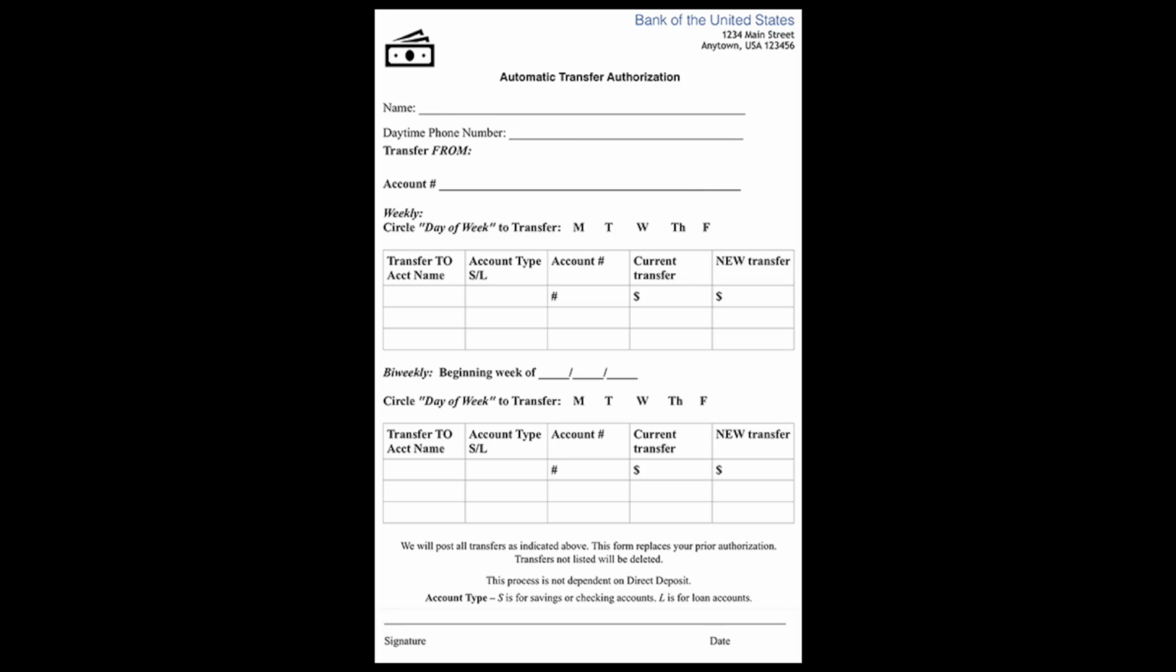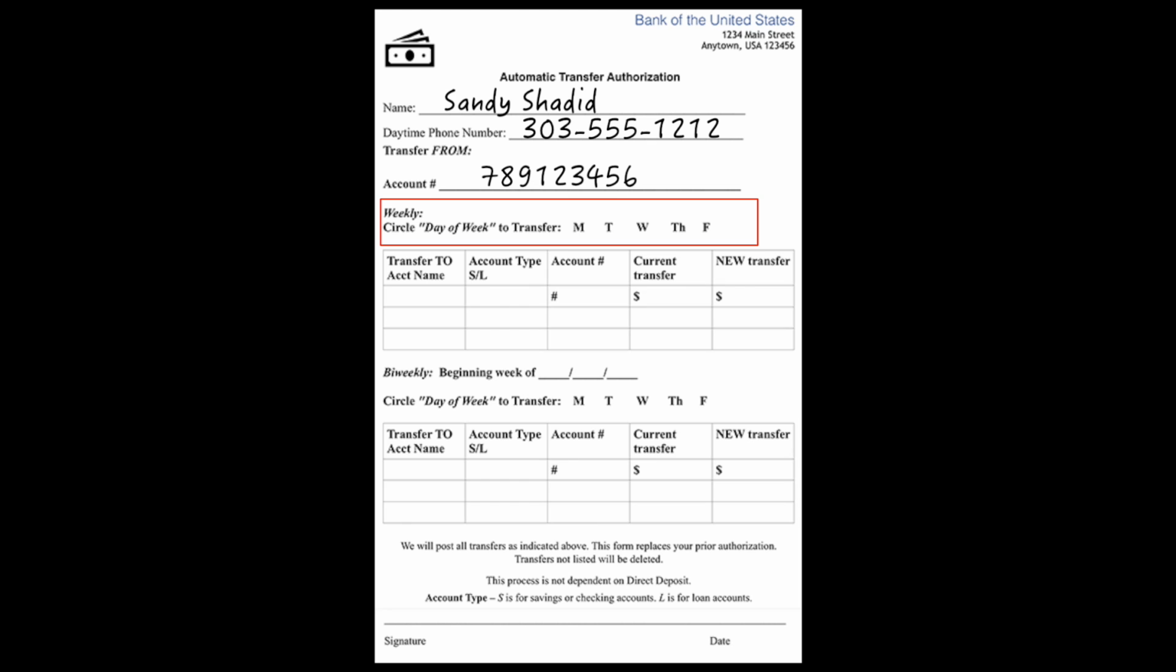When she arrives at the bank, the teller gives her a form to fill out. First, she must write her name and her phone number. Then, she must tell the bank which account she wants to take money from. For Sandy, it is her checking account. She writes down the number. Because Sandy wants to transfer money every week, she will fill out the top block. She must decide which day she wants the money to be transferred. She is paid every Friday, so she has money transferred on Fridays. She circles the F for Friday.